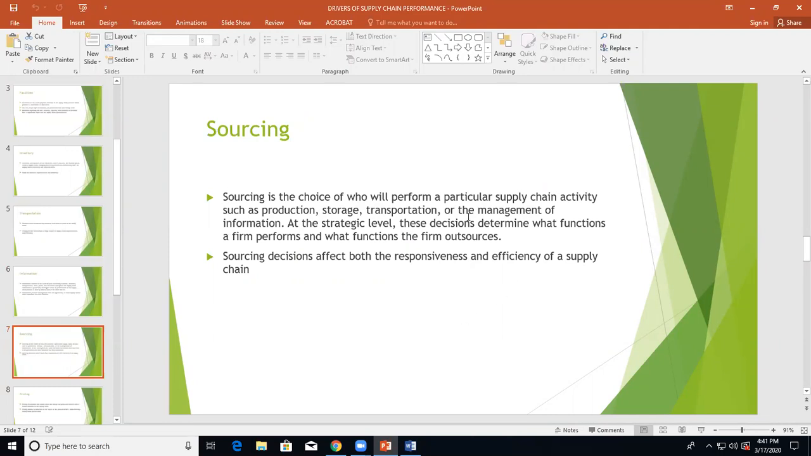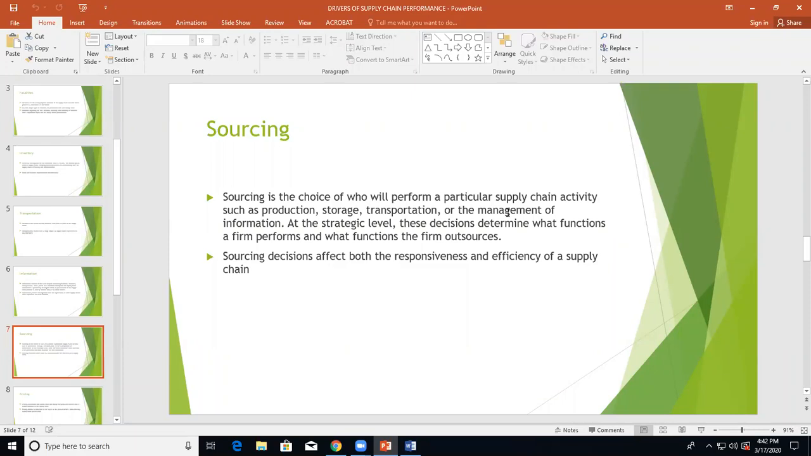Sourcing is the choice of who will perform a particular supply chain activity such as production, storage, transportation and the management of information, that is, the management of IT. All the activities, production is one of the activities, storage is one of the facility activities, transportation is one of the activities, or the management of information. Is this all being done by you or by some third party? You have to decide. Sourcing is the concept, the choice of who will perform. Either you will perform in-house or you will outsource.